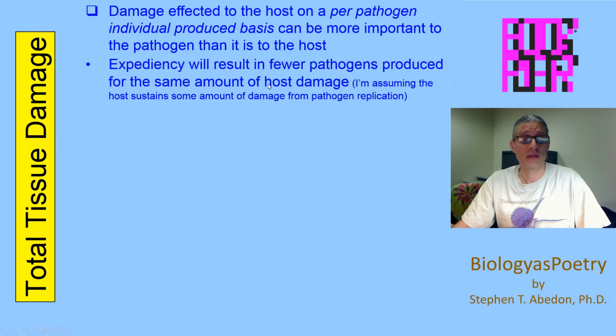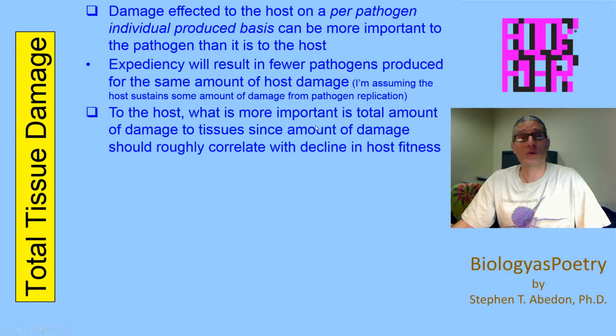So what do I mean by that? An expedient pathogen can be one that in fact produces fewer pathogen progeny, fewer pathogen individuals, for a given amount of host damage. So you're damaging the host in the course of your replication or your life cycle, and you're producing fewer progeny per the amount of damage that you're causing. That could be more important to the pathogen, which ends up with fewer individuals being produced, than it is to the host organism, because the host organism, at least on that per effort by the pathogen to reproduce basis, is being damaged the same amount.